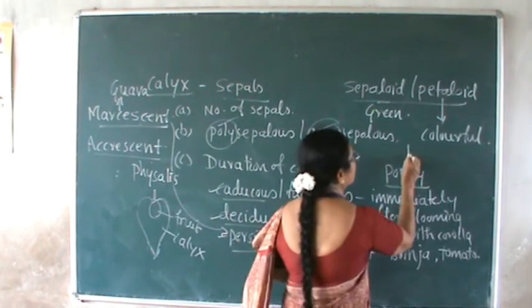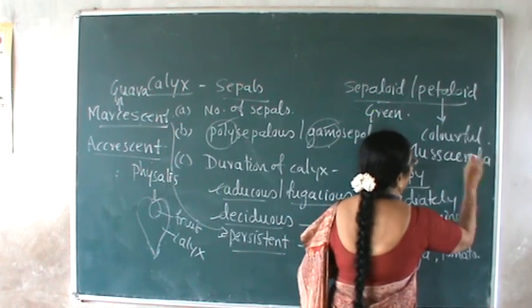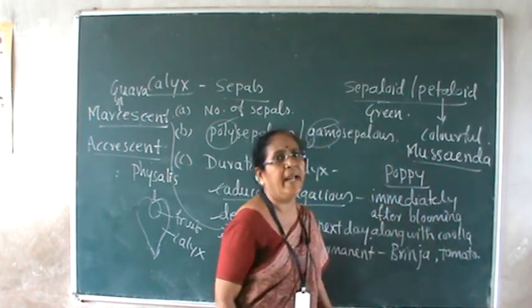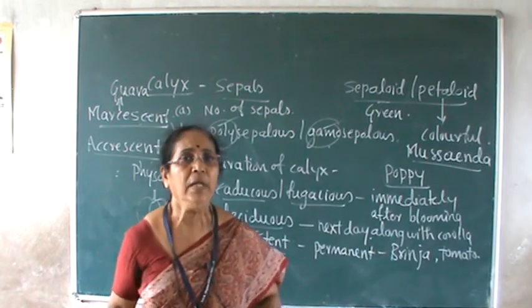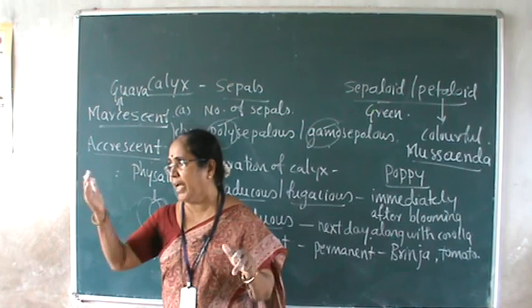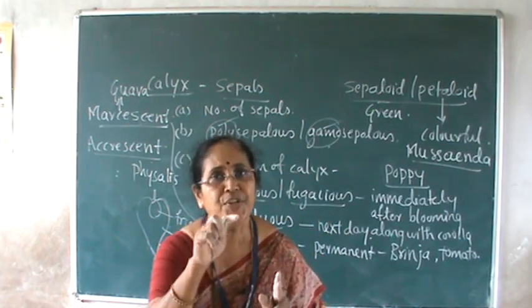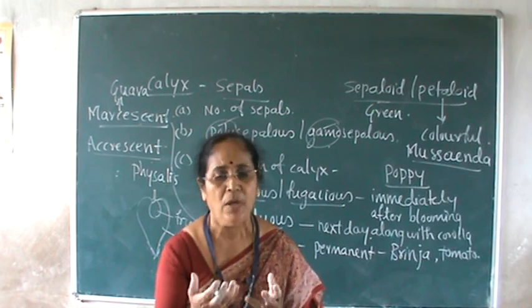This is found in a plant called Mussaenda, M-U-S-S-A-E-N-D-A. Mussaenda is an example for the petaloid nature of the calyx, bilipatri. On the roadside, you will find that one of the leaves will be white in color, very bright, colorful, white colored.